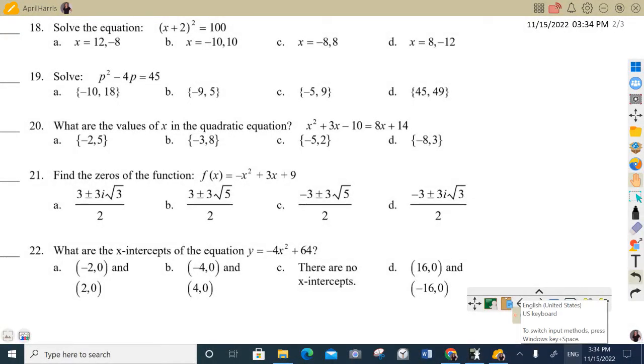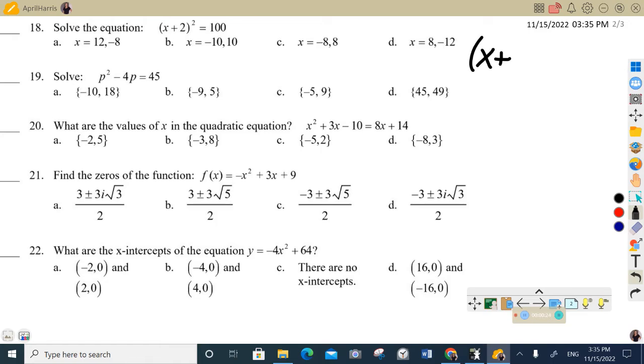Okay, pre-calc class, this is the second half to your review for the test on quadratics and complex numbers. We're on number 18. If you need 1 through 17, that can also be found on YouTube or on your Canvas.